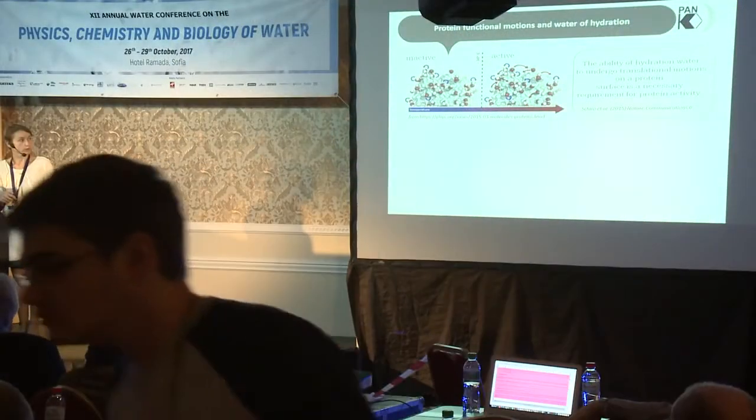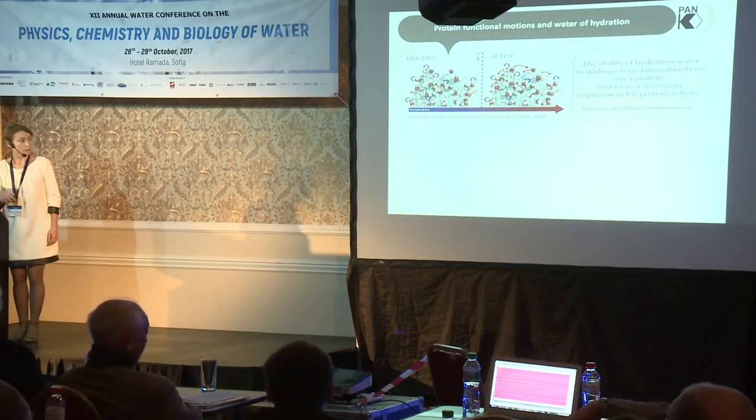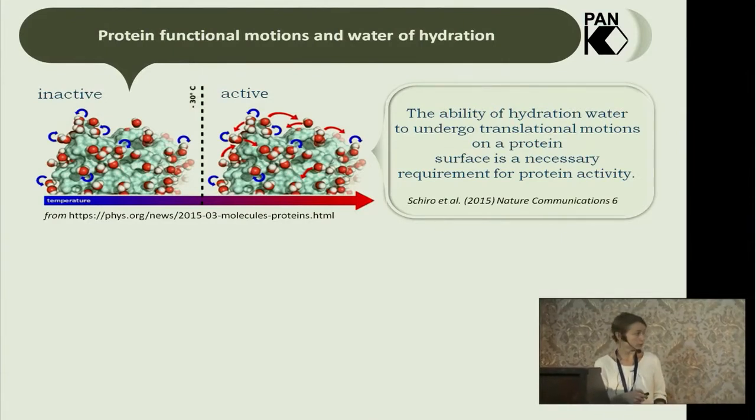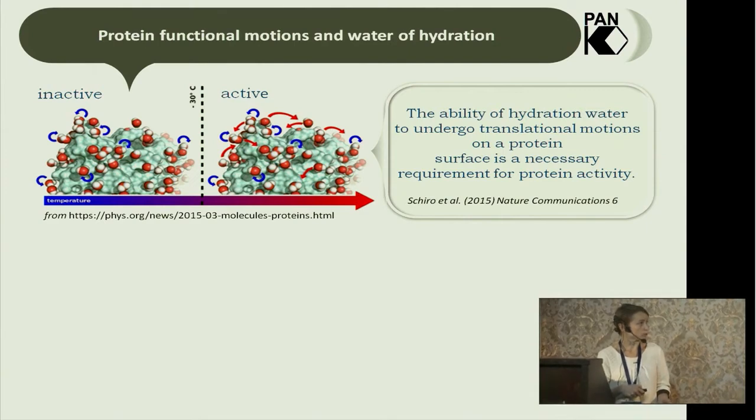So in one of those studies, it was shown that in order for the protein to be active, the water of hydration needs to undergo translational motion along the protein surface. So at low temperature, when only water vibration can take place, protein is immobile and inactive. Now when we increase the temperature so that the water molecules can slide along the protein surface, they're not fixed at the surface, okay, they can move along the surface, and only at this stage the protein becomes mobile and active. So for the protein motion, the water motion is necessary.